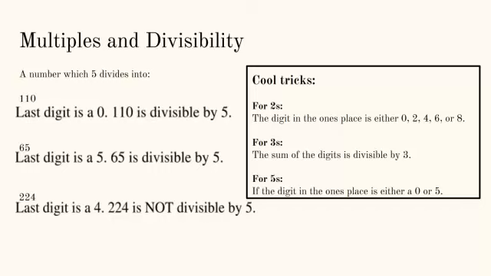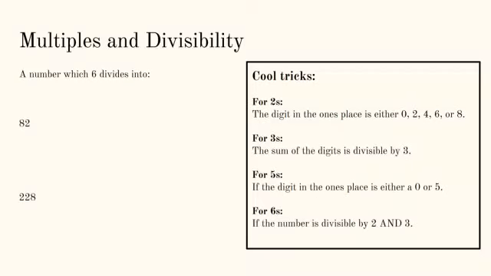That one's pretty fun. 6. Cool trick for 6. You can just go ahead and do the division if you want to, or you can remember this cool trick. If the number is divisible by both 2 and 3, and I have cool tricks for 2 and 3, so if the number is divisible by 2 and 3, it's divisible by 6.